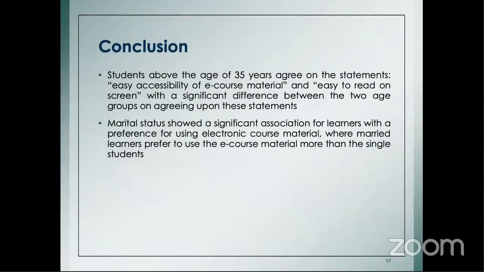Students above the age of 35 years agreed on the statements about easy accessibility of the e-course material and easy to read on screen, with a significant difference between the two age groups on agreeing upon these statements. Marital status showed a significant association with the preference for using electronic course material, where married learners prefer to use e-course material more than the single students.